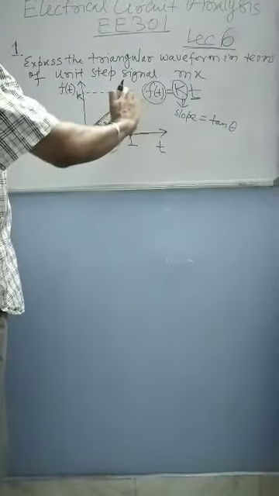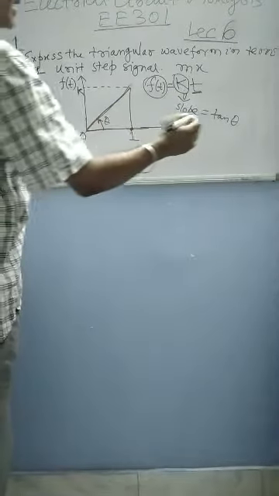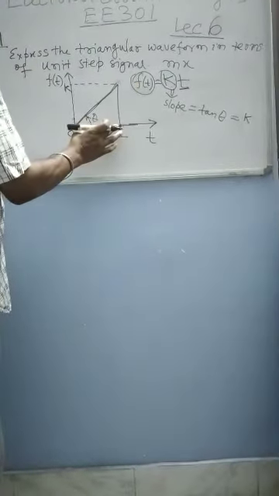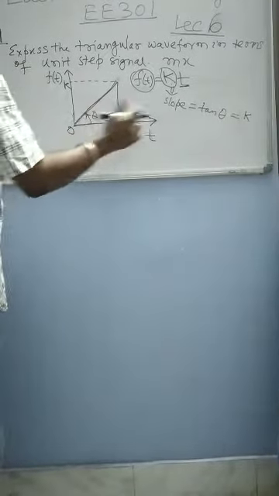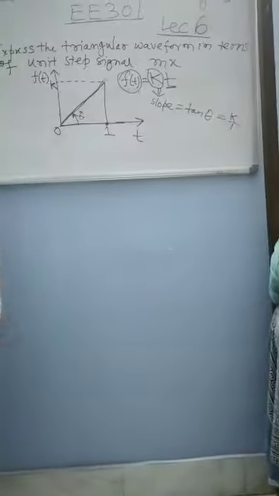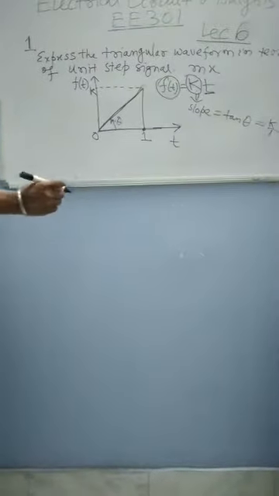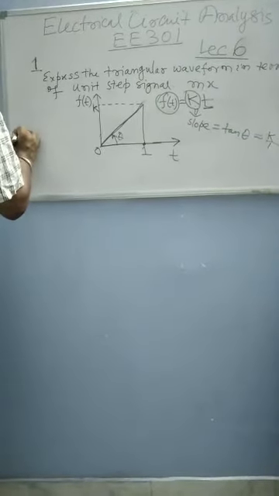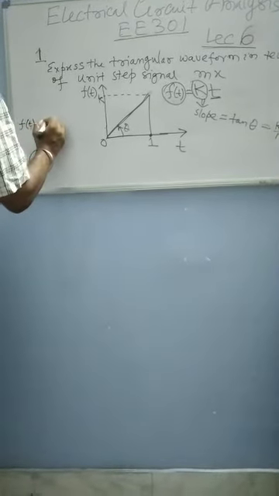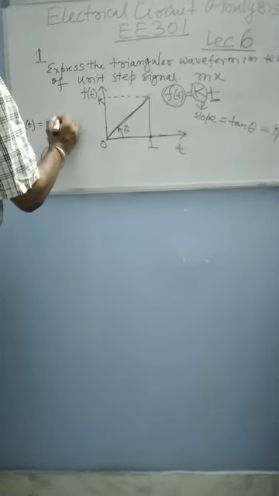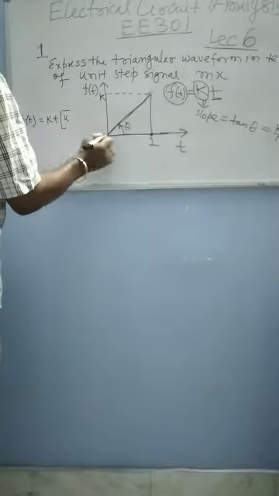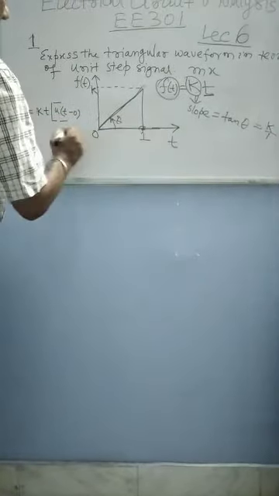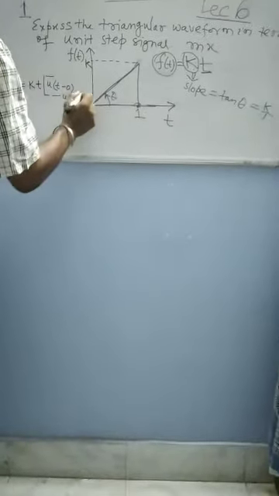Now, what is tan theta? Tan theta is nothing but opposite side by adjacent side, y-axis by x-axis, K by 1. So the equation of the straight line becomes K into t. So you can write the function f of t in terms of unit step signals as K of t. Then it starts from 0, u(t minus 0), and it ends at 1, so u(t minus 1), completed.